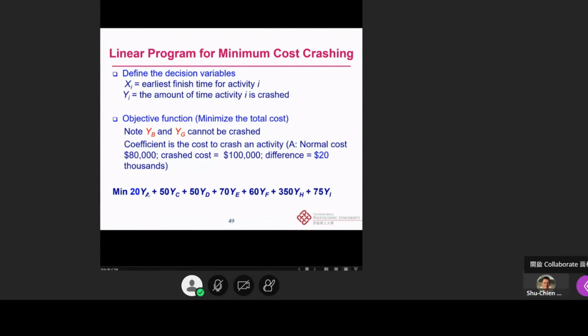YA is the possible crashing time for activity A, and also 50 for YC. Because we don't really know how many days we should crash each activity, we already put the slope in as a coefficient here. So we should minimize this objective function. Okay, we should minimize this objective function.